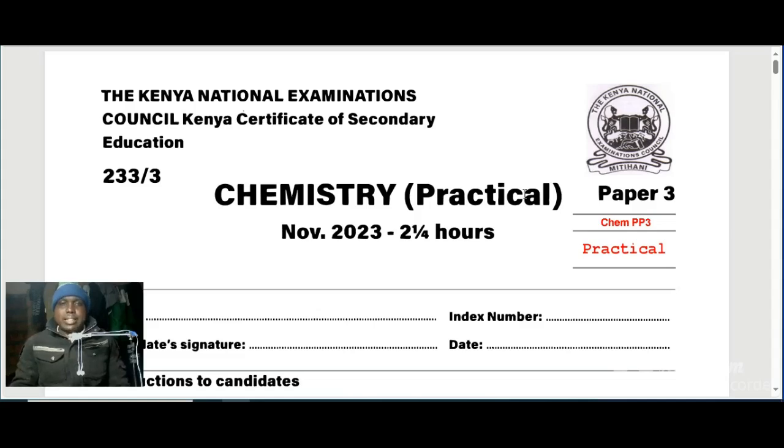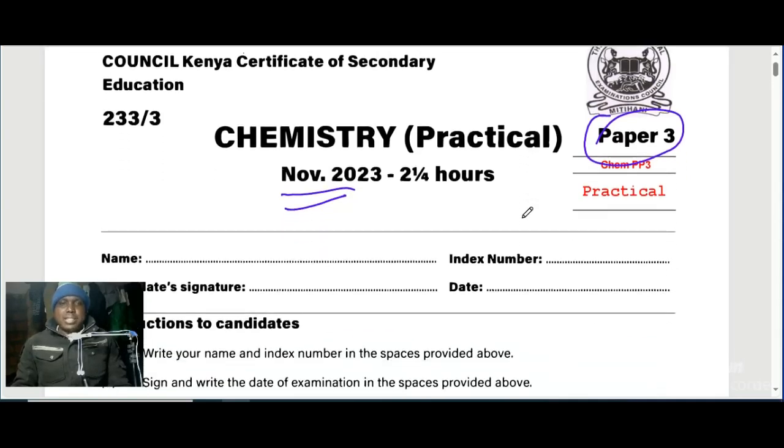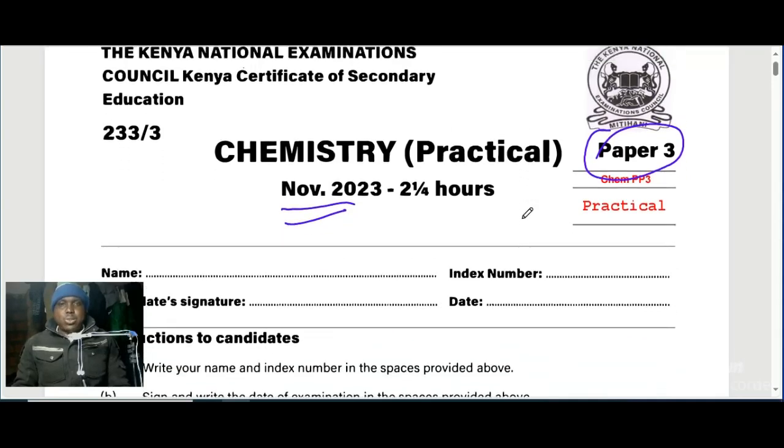The year 2023, as you can see here, we have chemistry paper 3, the year 2023. Let us look at how it looked, and then see what the students were supposed to do and what we're expecting in this year 2024.